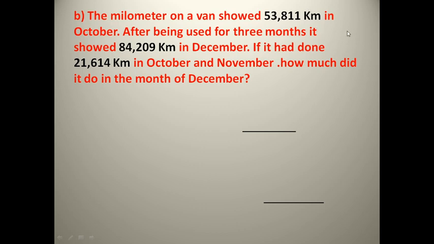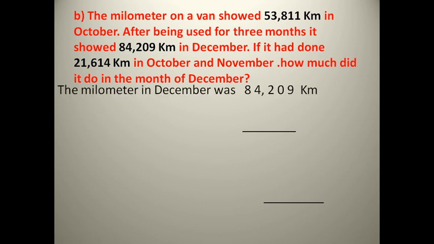Next here, the odometer on a van showed 53,811 kilometers in October, and after being used for 3 months, it showed 84,209 kilometers in December. If it had done 21,614 kilometers in October and November, how much did it do in the month of December? To solve this question, first we should write the statement and explain the information for ourselves to decide what we will do.